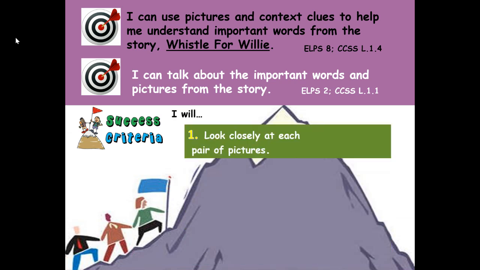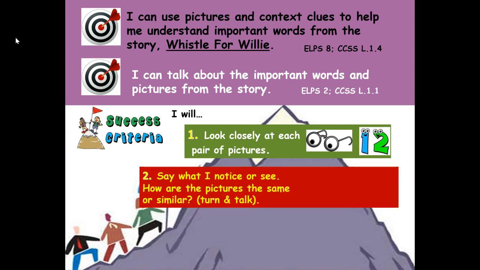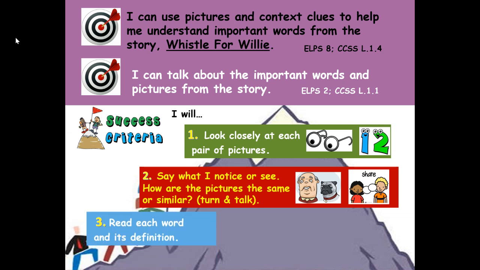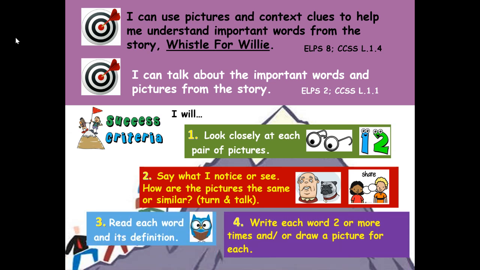Well, here are your steps to success. I will, number 1, look closely at each pair of pictures. Number 2, I will say what I notice or see. How are the pictures the same or similar? This is the turn and talk routine. And then I will read each word and its definition. Number 4, I will write each word 2 or more times and or draw a picture for each.